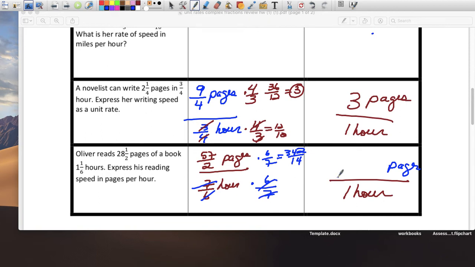So he can read 24 times 14 equals 336, and we're going to get 6 left over, 6 over 14. So in 1 hour, you can read 24 and 6/14 pages. And actually, 6 over 14, I'm going to change that to 3/7 because that can be simplified, right? Again, 3 over 7. Okay.